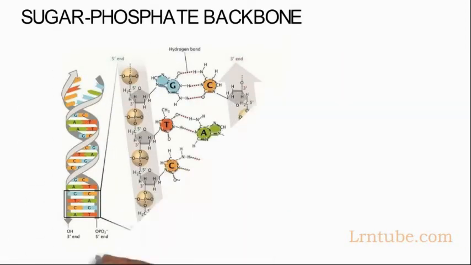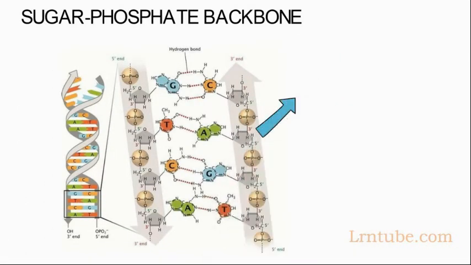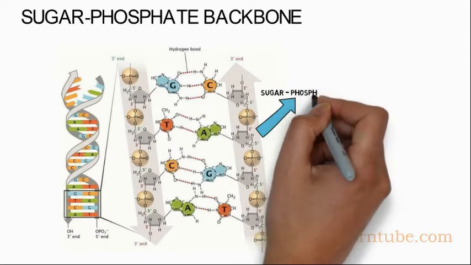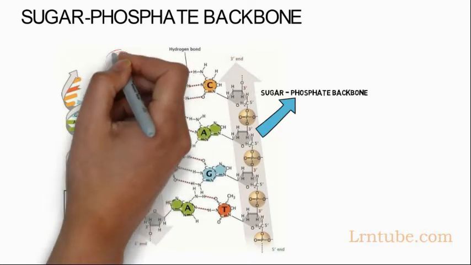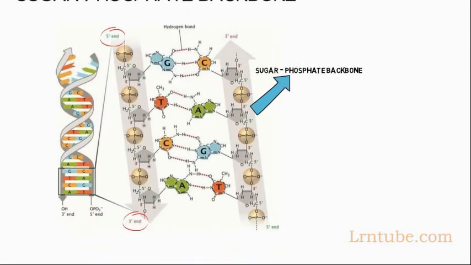Sugar-phosphate backbone. The sugar-phosphate backbone forms the structural framework of nucleic acids, including DNA and RNA. This backbone is composed of alternating sugar and phosphate groups and defines the directionality of the molecule, and it always reads from 5 to 3.